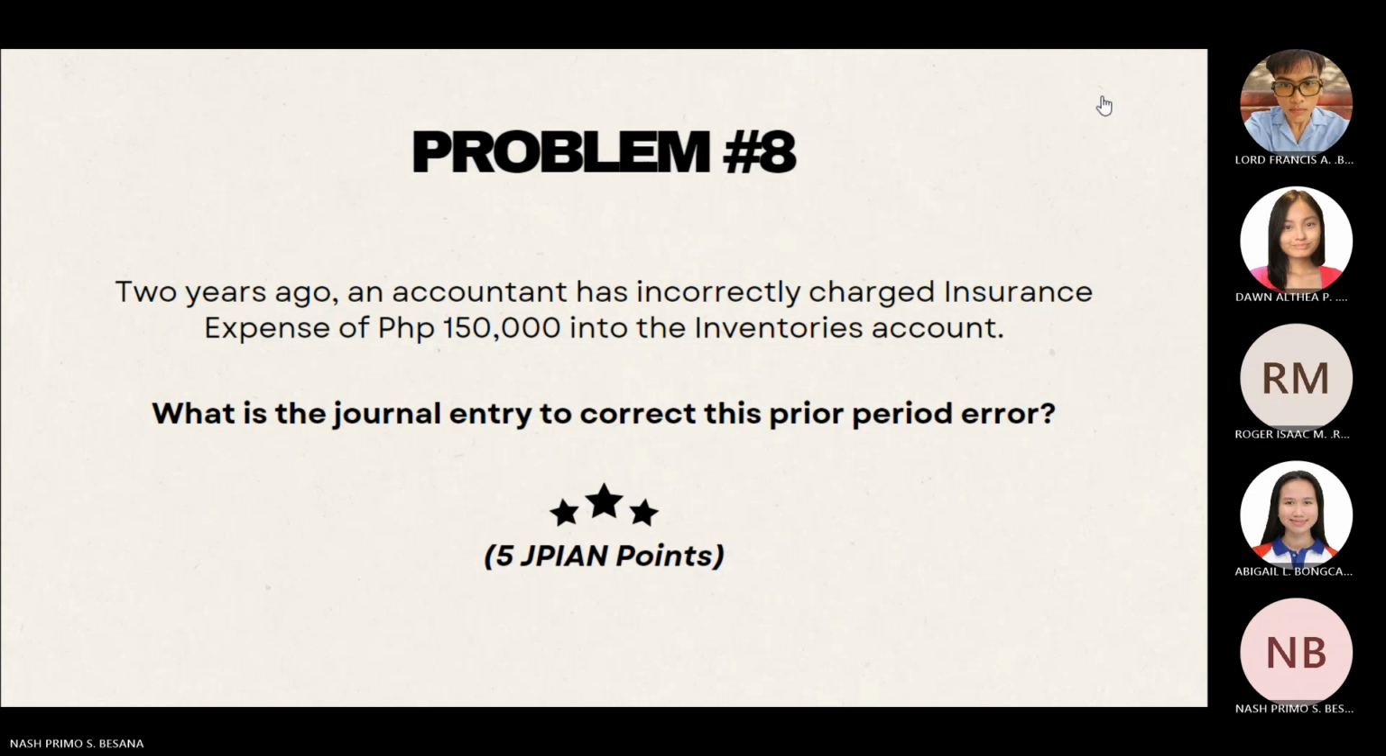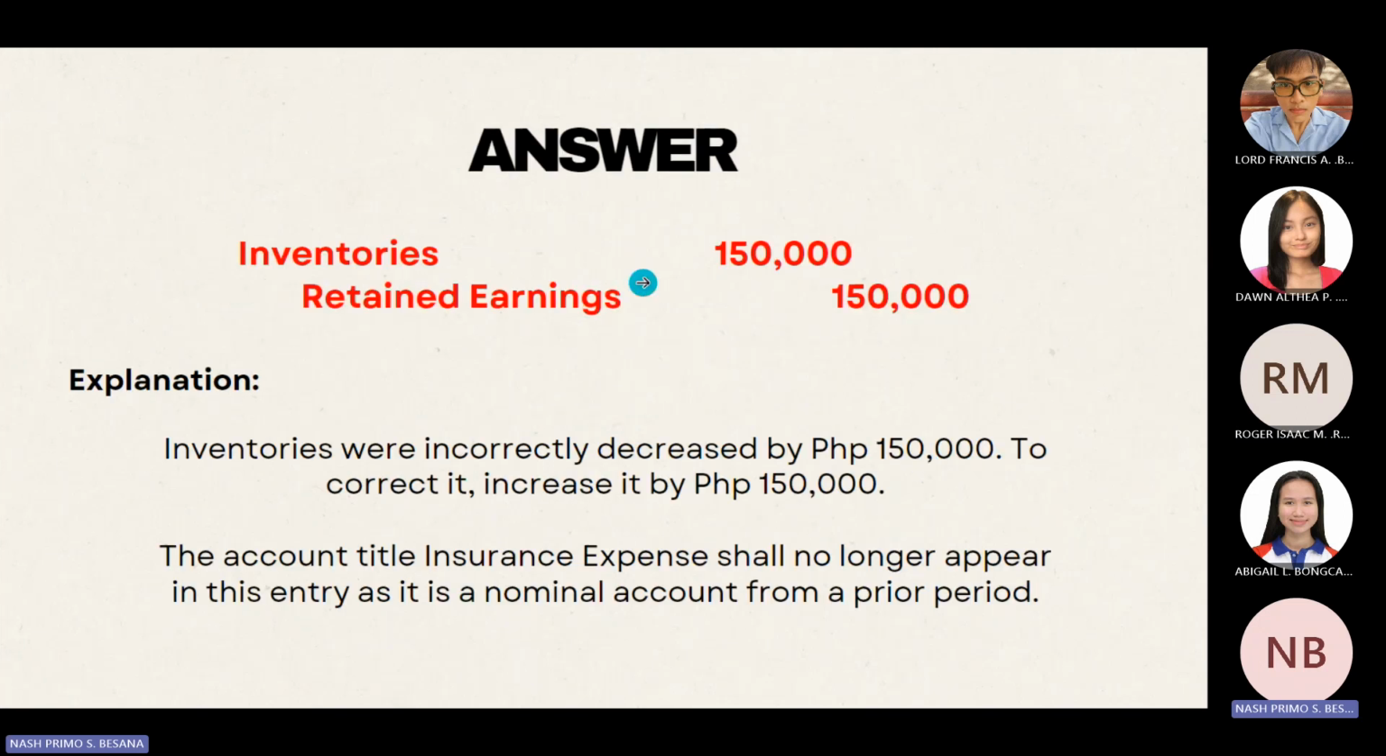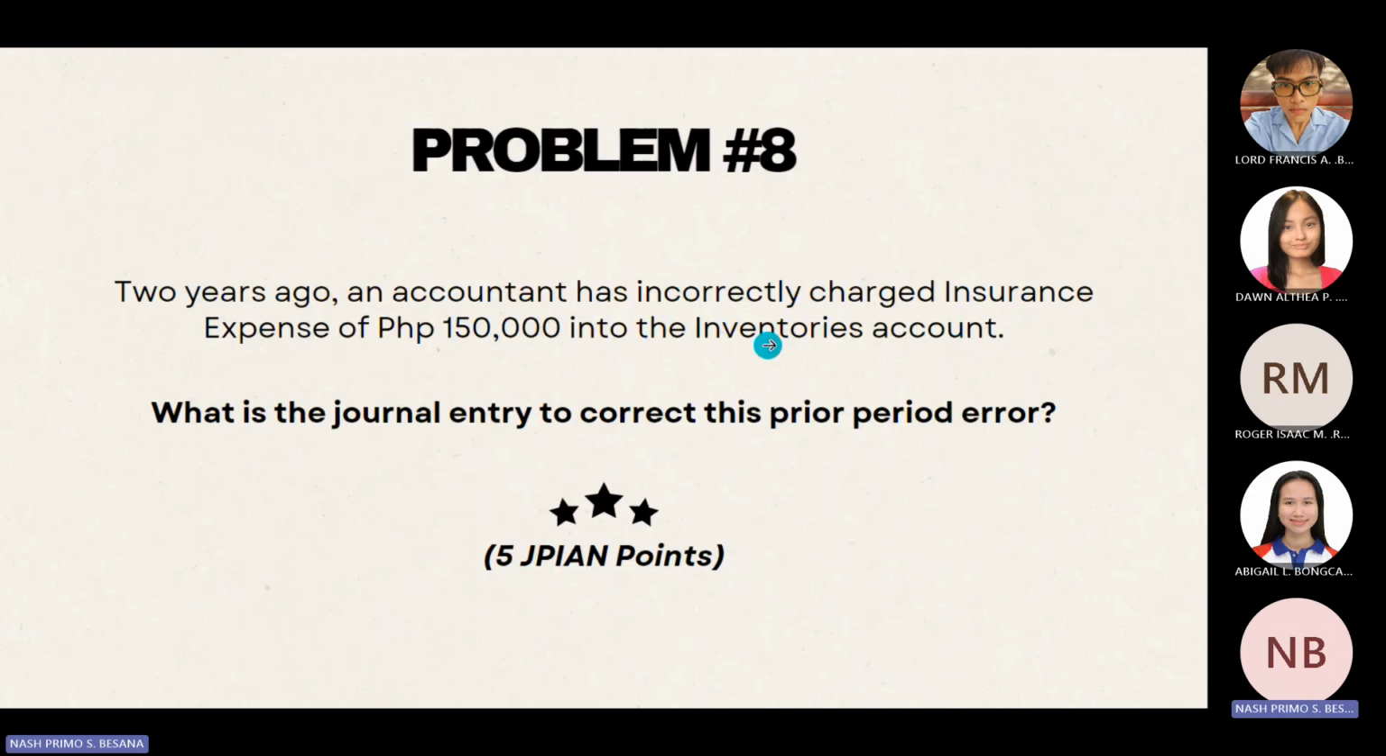Debit retained earnings. Ayan, so may answer daw si Roger from his chat. Debit account adjusted, credit retained earnings, or baliktad yung answer mo. Okay, but let us answer reveal. Tama naman yung initial answer mo na debit yung inventories, credit retained earnings. Why? Yes, tama siya kasi nakalagay here na chinarge daw sa inventories account.